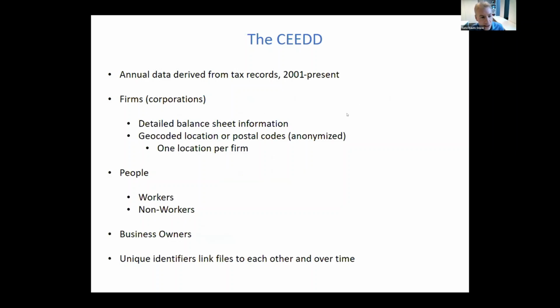So the SEED, really, the parts of it that I've used are mostly the firm level data on corporations, but there's also linkages to workers, information about non-workers, and a separate database of business owners that I think is actually really useful and has a lot of potential for great research projects. So this is derived from tax records, and that gives the data a lot of advantages that I think we don't see in other types of employer-employee match data and firm level data.